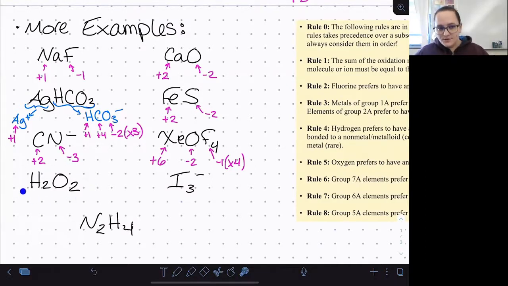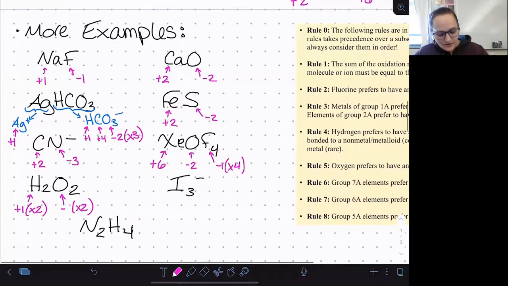In H2O2, hydrogen has a stronger preference. Hydrogen is rule 4, oxygen is rule 5. So hydrogen wins this dispute and gets its way. So there are 2 hydrogen atoms, each with a +1 oxidation state. We also have 2 oxygen atoms that we need to make up the difference here. So each of these must be -1 in order for our total to be 0. So note that oxygen does not get its preference here. This one always messes people up. It is a -1 oxidation state because hydrogen's preference is stronger.